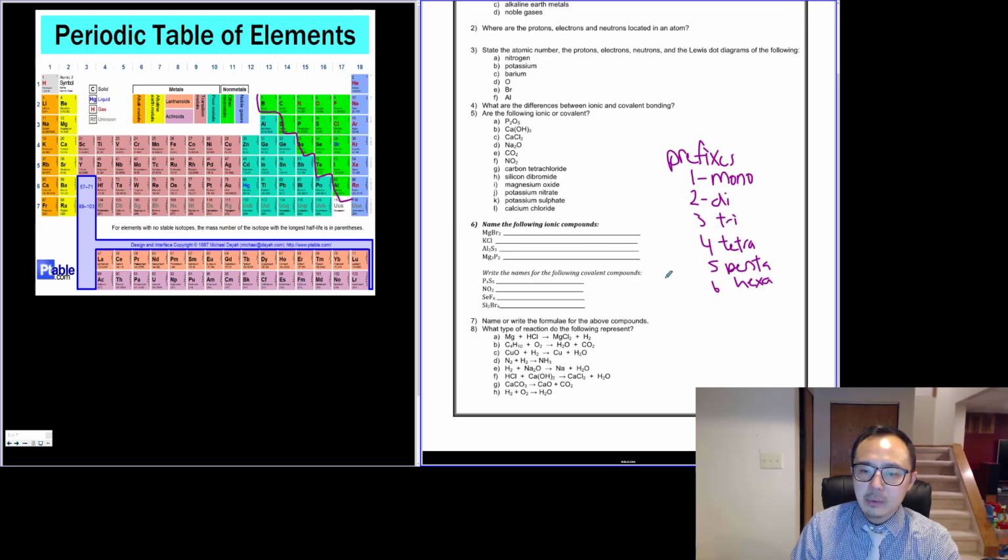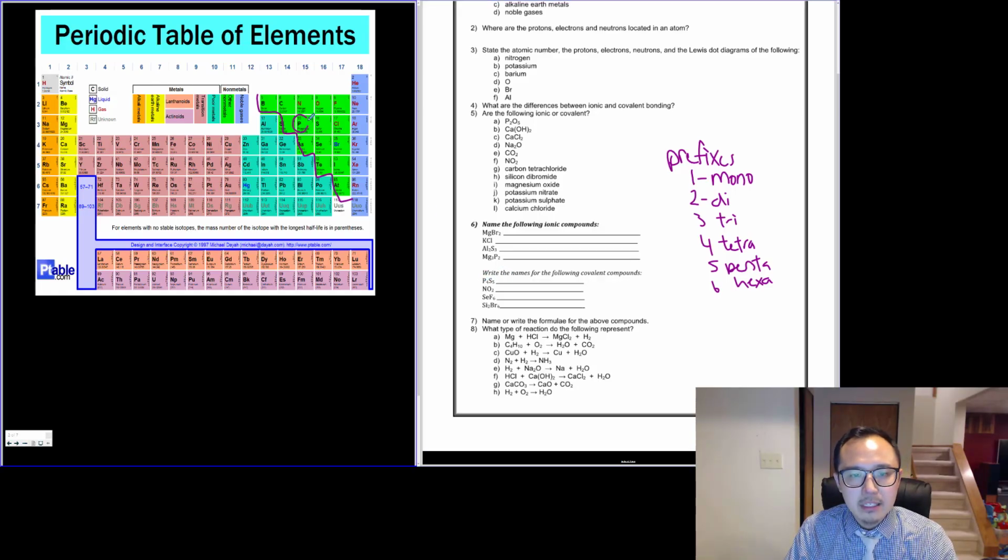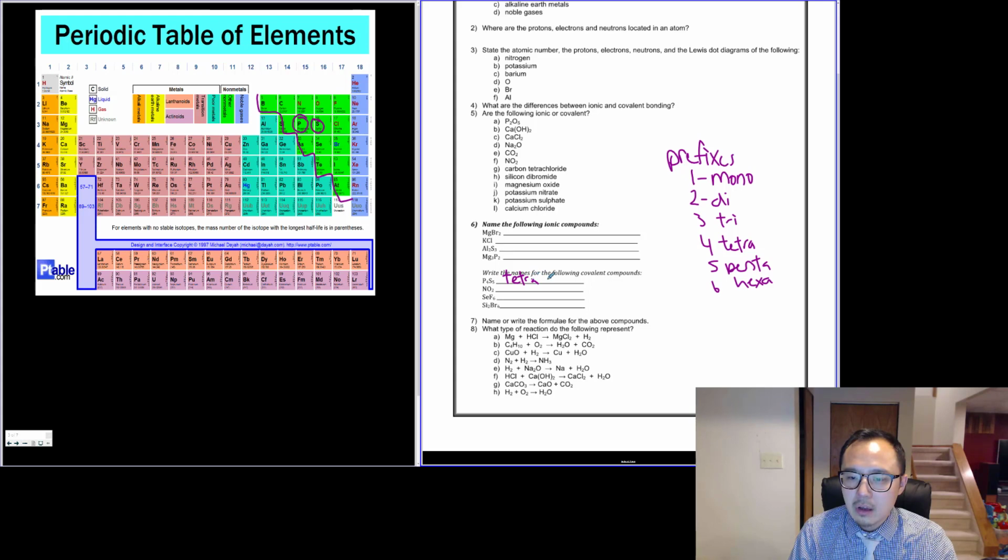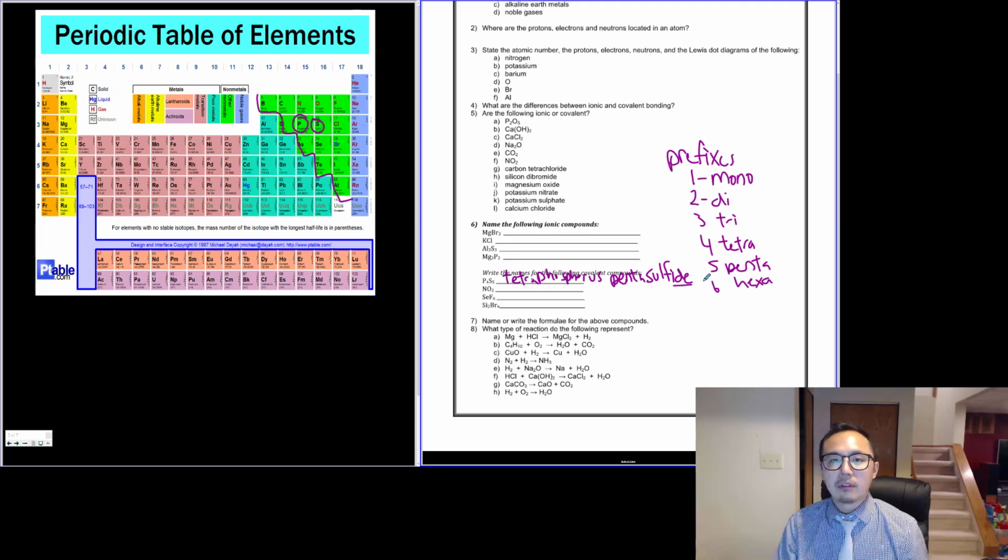And let's answer these questions. If you look at this one, this is P4S5. You notice that phosphorus is here and sulfur is right here on the non-metal side. That means it's a covalent bond. Because I have 4 phosphoruses, I need the prefix tetra to indicate that. So this is tetraphosphorus. And because I have 5 sulfurs, I need penta, P-E-N-T-A. And this one contains the ending similar to your ionic IDE, sulfide.